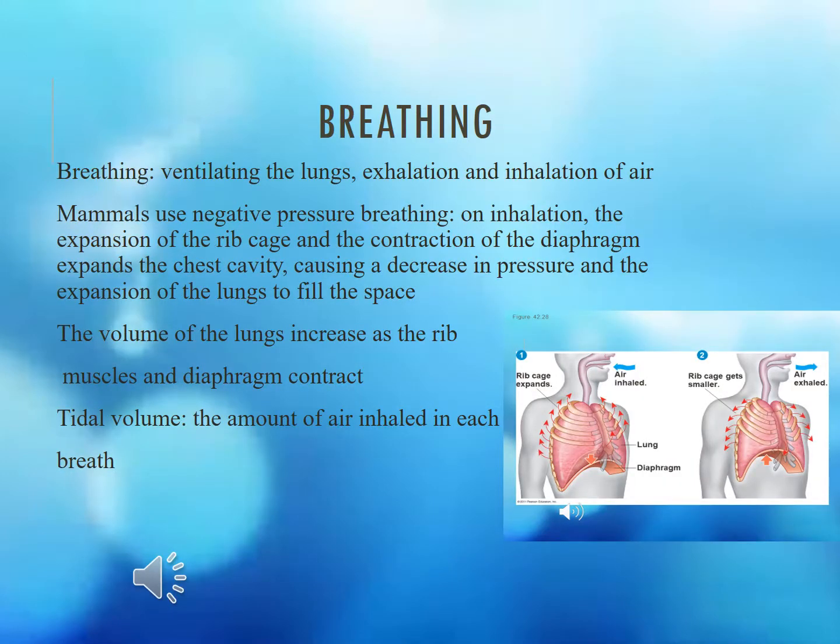And then breathing is the ventilation of the lungs, the repeated exhalation and inhalation of air. Mammals use negative pressure breathing. So on inhalation, the expansion of the rib cage and the contraction of the diaphragm expand the chest cavity, which causes a decrease in pressure and the expansion of the lungs to fill the space. The volume of the lungs increases as the rib muscles and diaphragm contract, and the tidal volume is the amount of air inhaled in each breath.